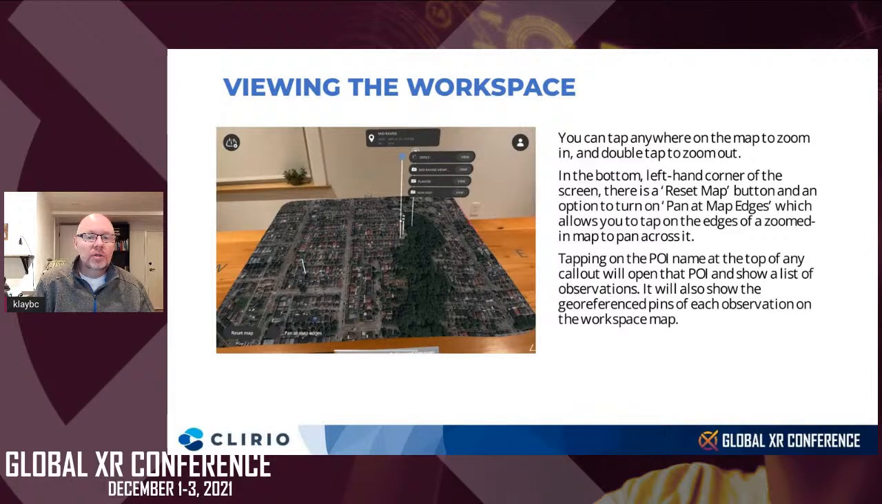So a few things you can do in here. You can tap on the map to zoom in to get more detail on the observations and POIs that you created. And you can also tap on those POIs, and it will actually sort of unfurl to show all the observations that you did at that particular geographical location.